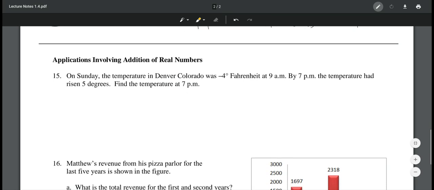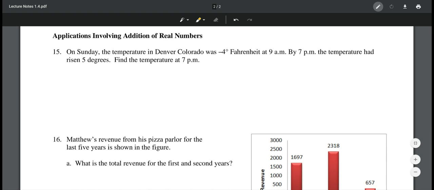Now, applications involving the addition of real numbers. On Sunday, the temperature in Denver, Colorado was negative 4 degrees Fahrenheit at 9 a.m. By 7 p.m., the temperature had risen 5 degrees. Find the temperature at 7 p.m. So if we started our day at negative 4 and we went up 5 degrees, we are now at 1 degree. So the temperature is 1 degree Fahrenheit at 7 p.m.